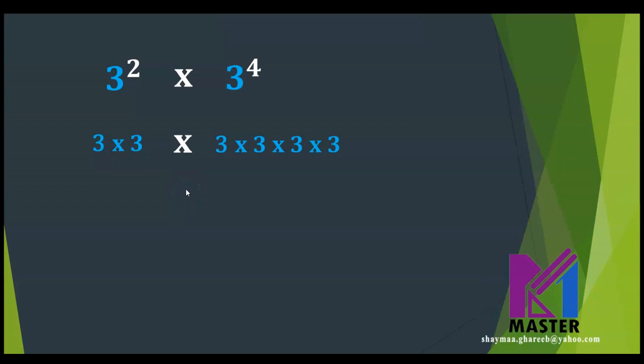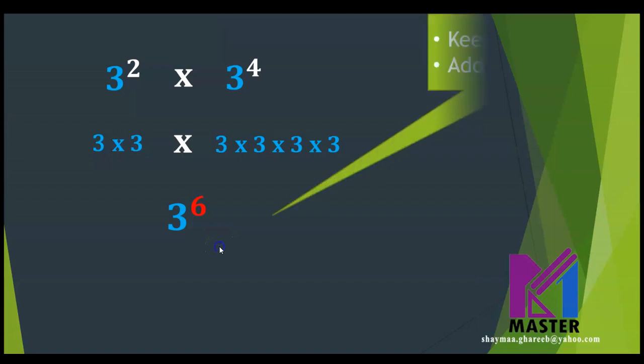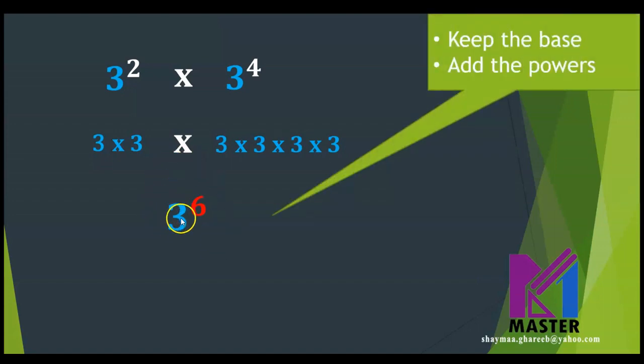Which means if I want to rewrite this sentence using the index notation form, I'm going to write it as 3 to the power of 6. What do you notice here about the two indices above and the answer down? If you add the two powers together, you will get the power in the answer. Is this clear? So when we multiply indices with the same base, we keep the base as it is and we add the powers.